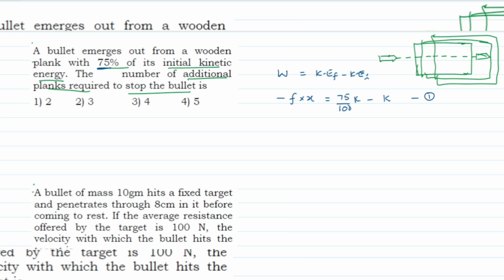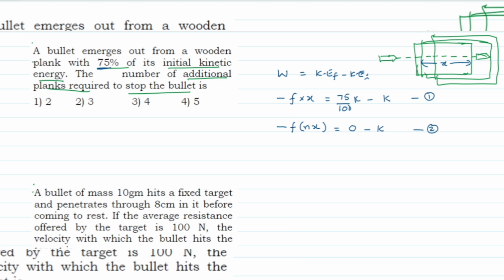Second thing: how many such planks are required to stop the bullet? Stopping the bullet means n such planks you are going to be keeping. For each plank it travels a distance of some x. So n times Fx will be equal to, finally it comes to rest, 0 minus the initial kinetic energy K. Let us take this as equation 2.